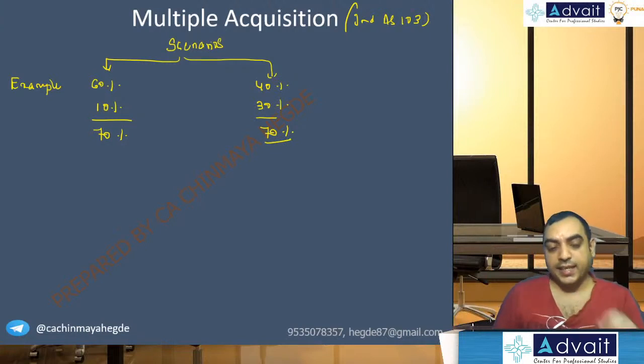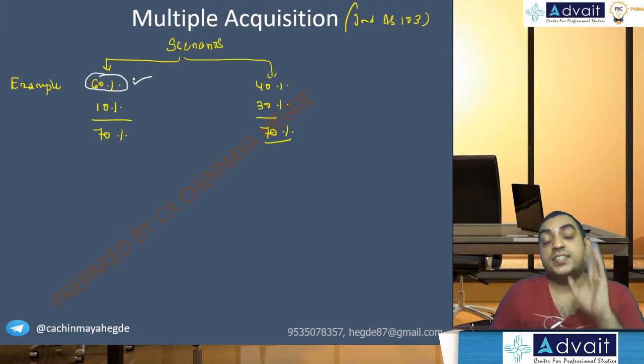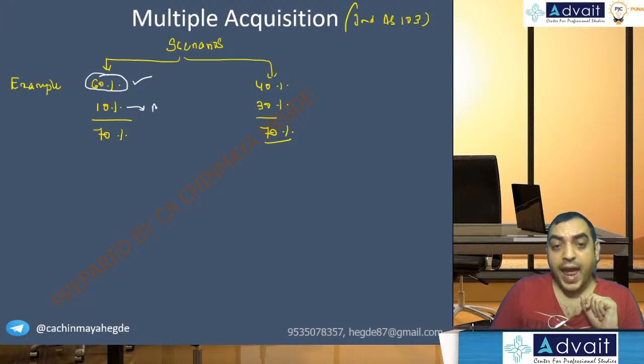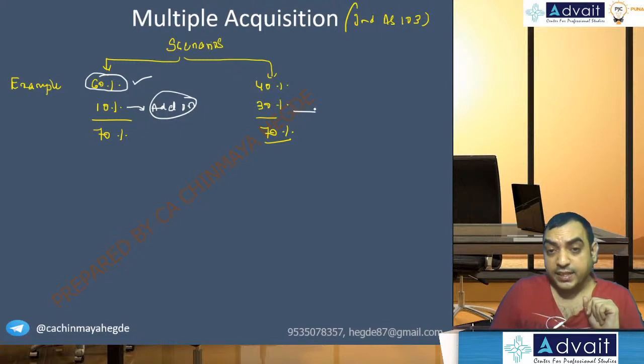So what should you do in this case? You should identify when the control is coming into existence. Let us take the shareholding. In the first example, control came into existence in the first case, at 60% itself. So this is an add-on. Now in the second case, the 40% doesn't give control; at 30% you get the control. So only in the second case, you get the control later.